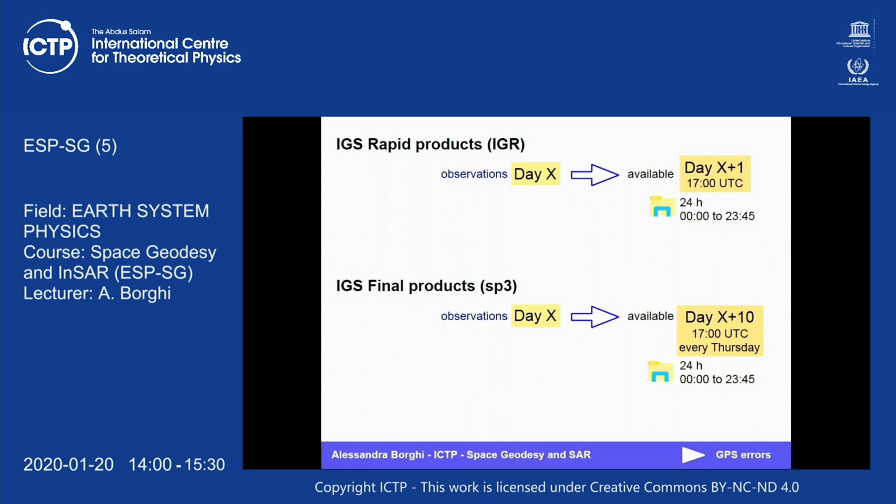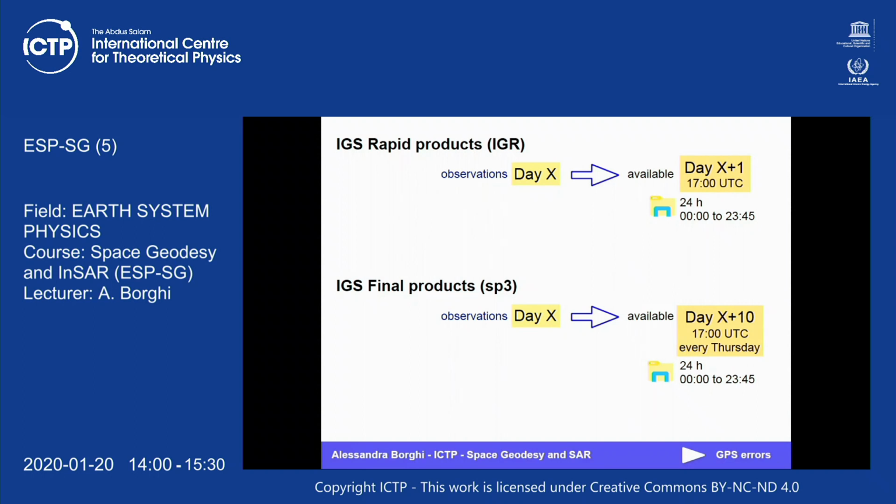Given a day X, we take the observation of this day and we obtain this orbit the day after with a delay of 17 hours. So these positions are based on the observation of the day before, on all the observation. In this type of product, we don't have any prediction. It's based on the measure. Okay. And this is not so used for real-time application because you have to wait all the day to have the solution.